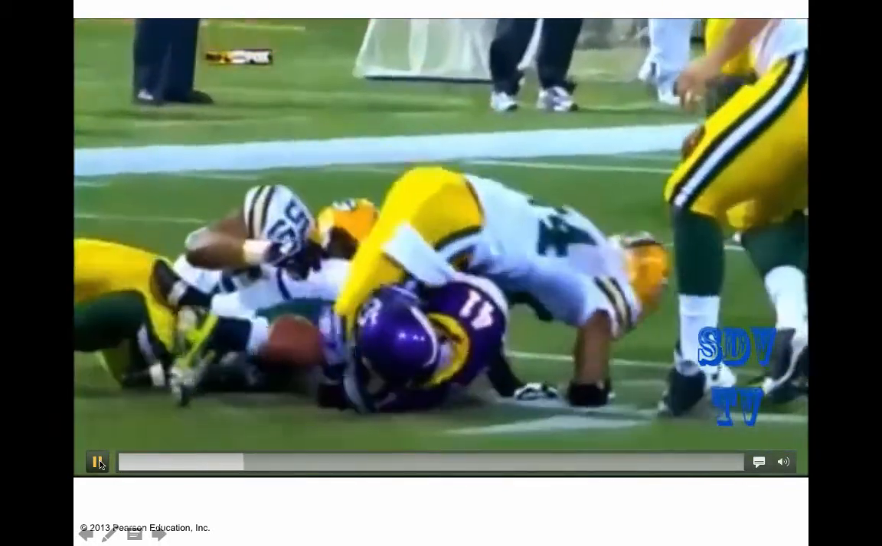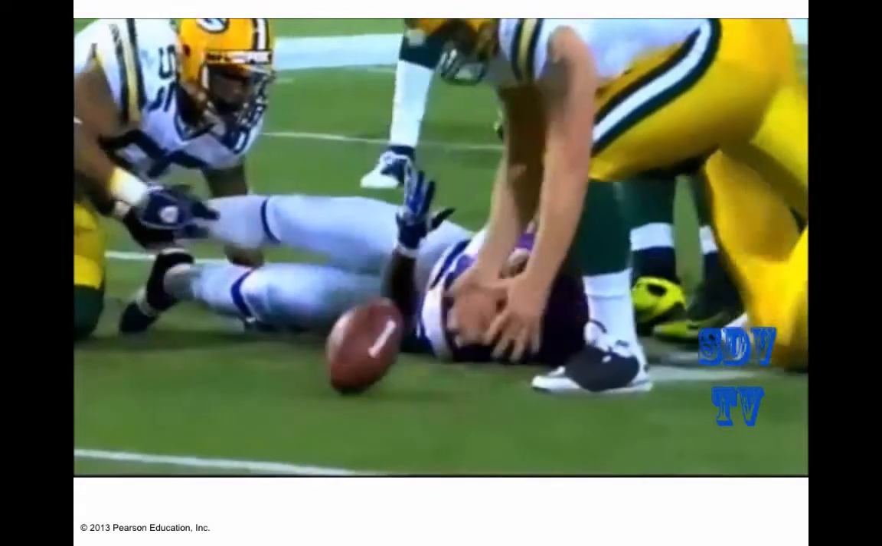And no doubt that Brown caused the fumble there, and that ball will stick.